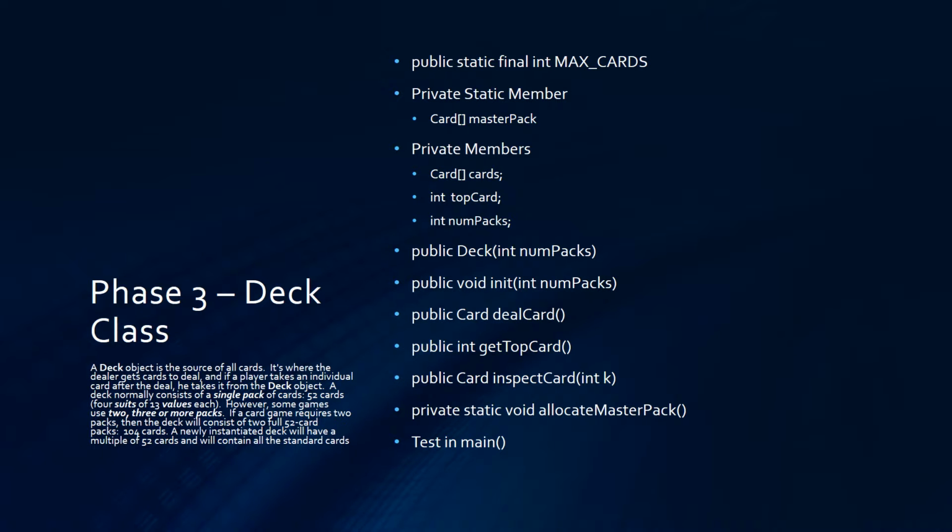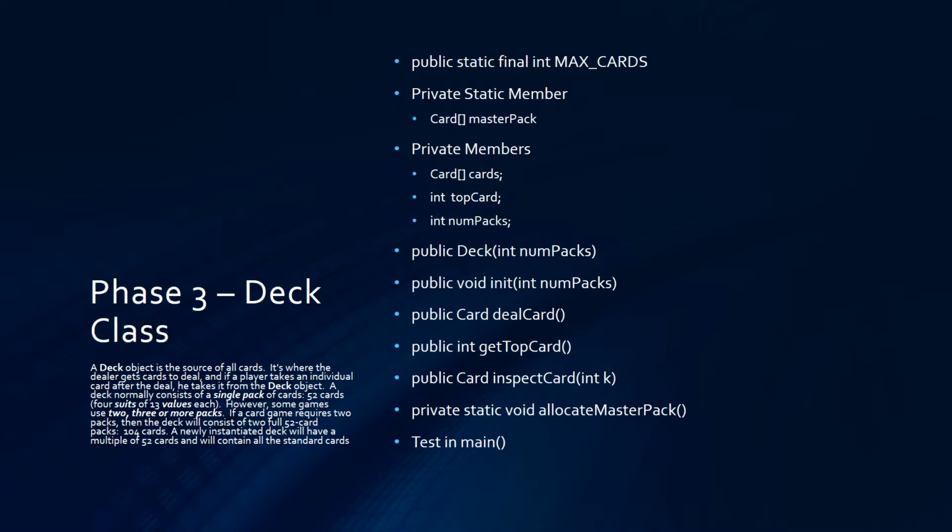In phase 3, a deck object is the source of all cards. It's where the dealer gets the cards to deal, and if a player takes an individual card after the deal, he takes it from the deck object. If a card game requires 2 packs, then the deck will consist of 2 full 52 card packs, 104 cards in total. A newly instantiated deck will have a multiple of 52 cards and will contain all the standard cards.